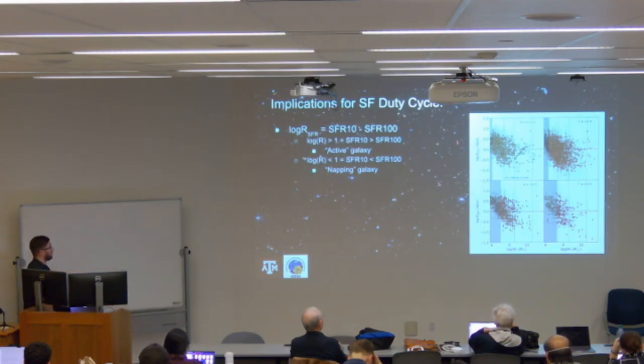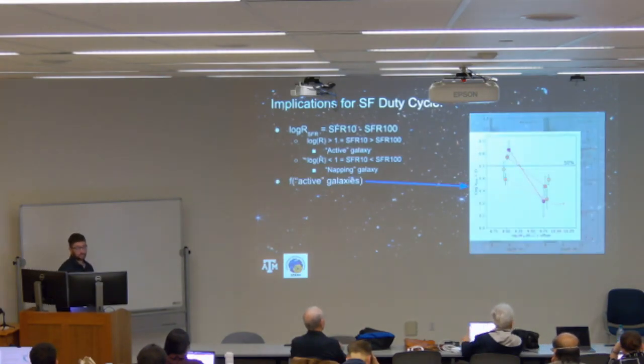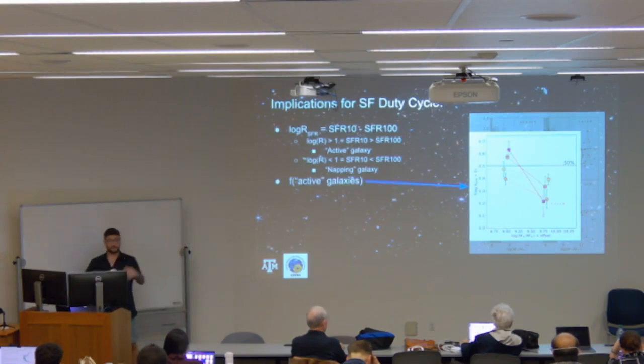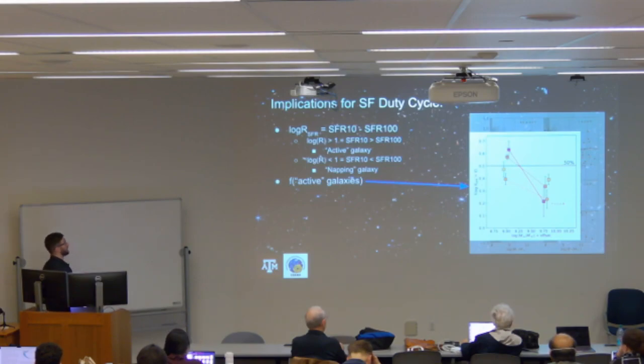napping galaxies. And so when we look at the actual fractions, the low mass sample does tend to just sit around 50%. 50% of galaxies are active, 50% of galaxies are napping. But when we look at the high mass sample, what we're finding is that almost 60 to 80% of galaxies are in this napping phase, or 20 to 40% are in this burst or active phase.